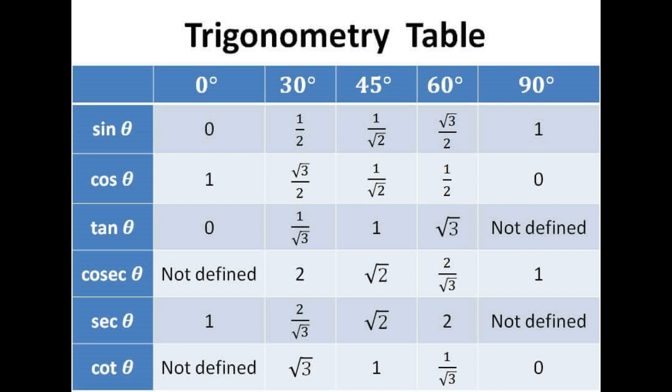Now forget this. So we have 0, 30, 45, 60, 90. We have 5 degrees. And we know that 30, 45, 60 have 15 degrees difference, right? 0, 30, 45, 60, 90.